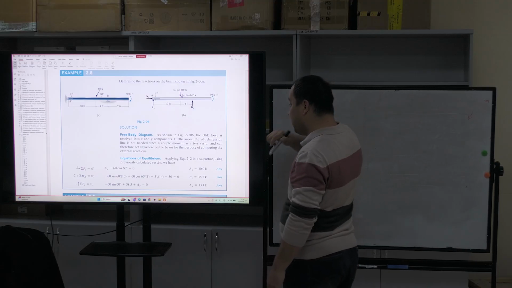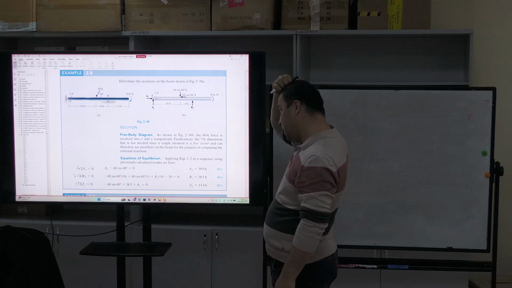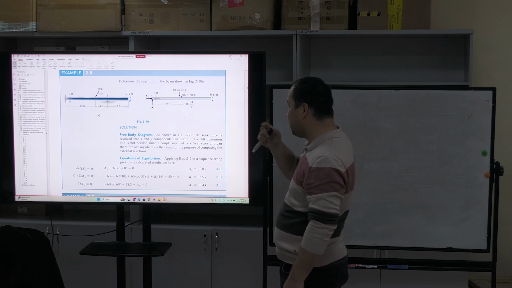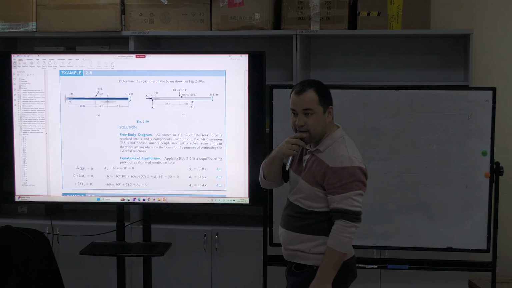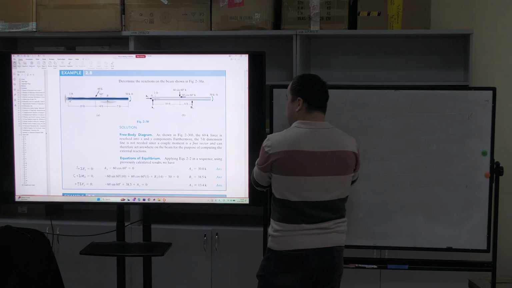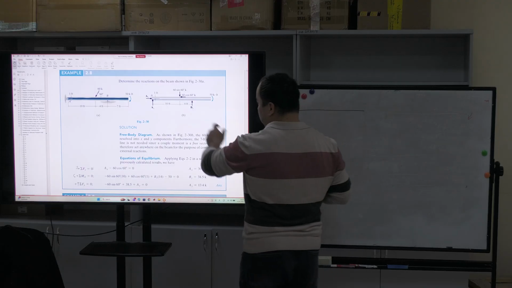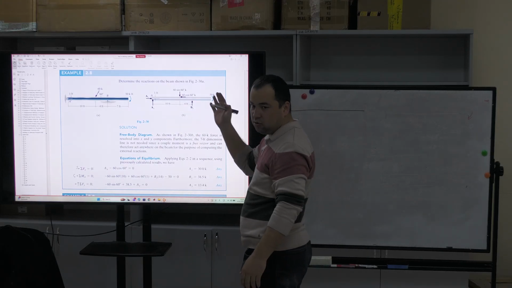Okay, good. In the next part of our problem, we will add the thickness of our beam. Okay? Let's draw the free body diagram again. I will remove this moment, okay? Maybe I don't need it.